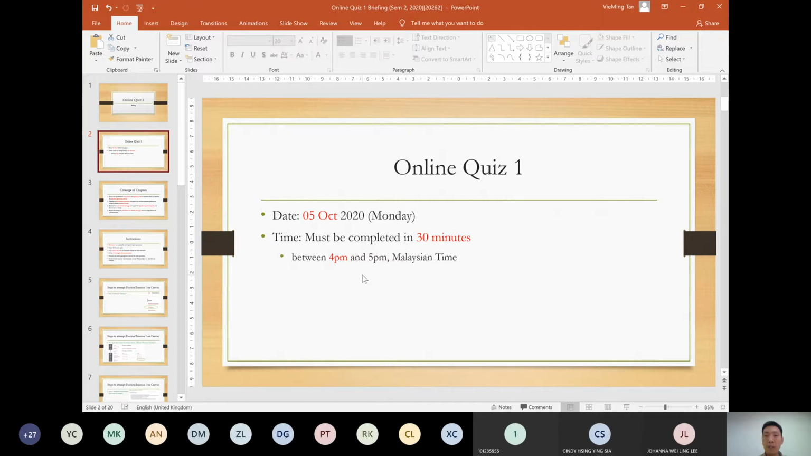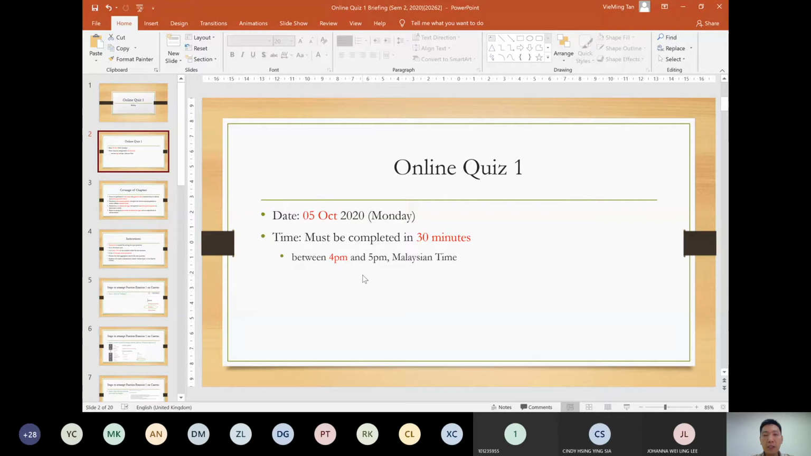The system will open at 4 o'clock. You cannot attempt early. You have to attempt sharp, either at 4 or after 4 o'clock. Okay, or 4:10, 4:15. Try your best to attempt early. Okay. So this is about the time. Any question about this before we move to the next slide on the marks allocation? Any question about the time?